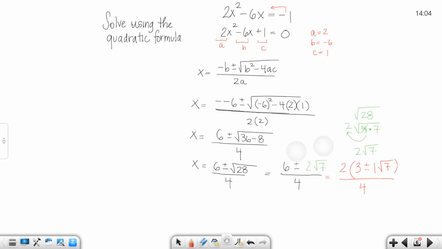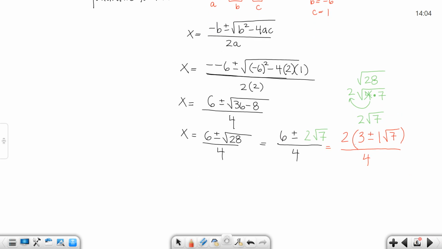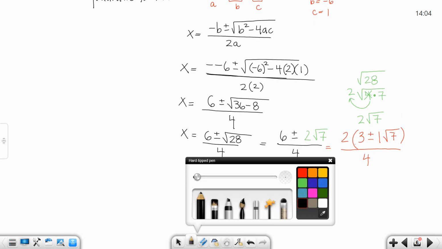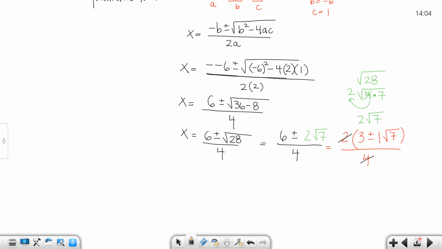Okay, I'll scoot it up just a little. So when I get ready to reduce this one, a 2 and a 4 reduce into a 1 and a 2. So my answer would be 3 plus or minus the square root of 7 all over 2. And that's how it would look. There are other ways to reduce this down. You're welcome to use a different way, but that's what we're looking for there.